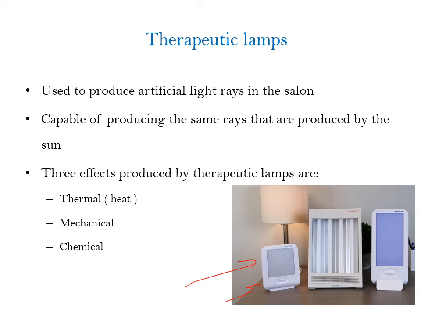With these effects, therapeutic lamps produce thermal or heat, mechanical or chemical change in our body. So through these kinds of effects, therapeutic effects could be achieved.